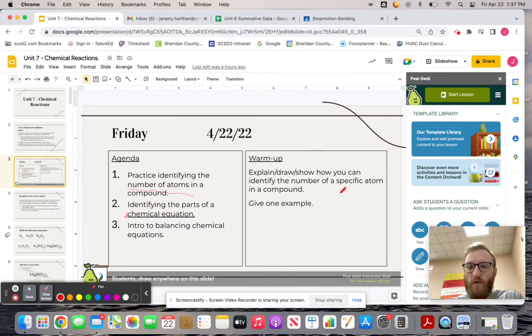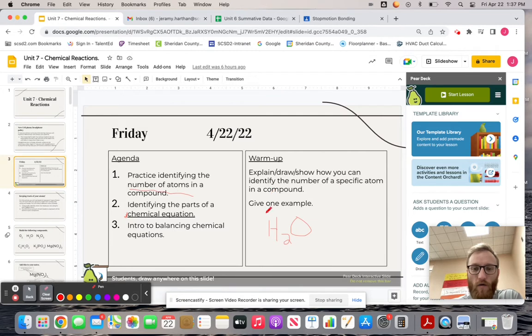So, for your warm up, pause the video, but I want you to explain or draw how we identify how many atoms of specific types we have in a compound. For example, if you had H2O, what does that mean? How do we figure out how many hydrogens or oxygens we have? Okay, so do that, add that into your pair deck.